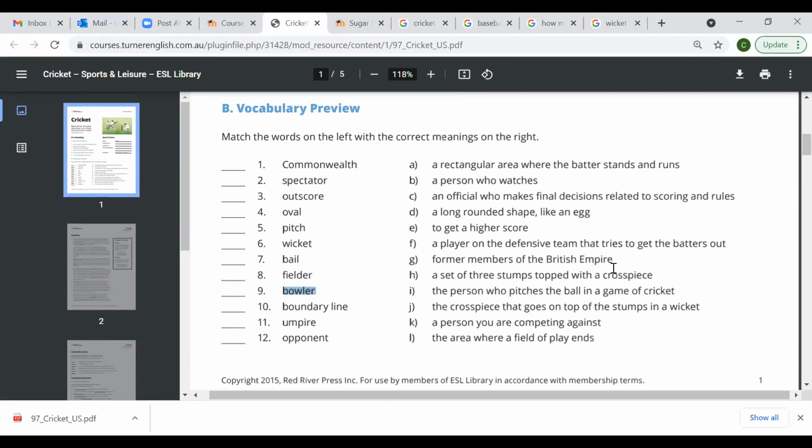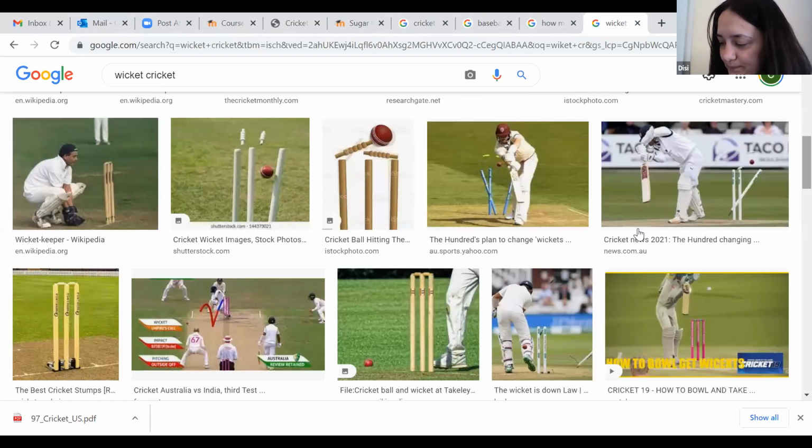Nine. Let's go to Leda. Leda is driving. Dizzy, can you do 9 for us? Is it bowler? A bowler, yeah. No idea, sorry. It's all right. Can anyone help Dizzy out? What does bowler mean? I think I, person who pitches the ball in a game of cricket. Yes. So the bowler is the person who throws the ball in cricket. Let's see if we can get a picture of a bowler.